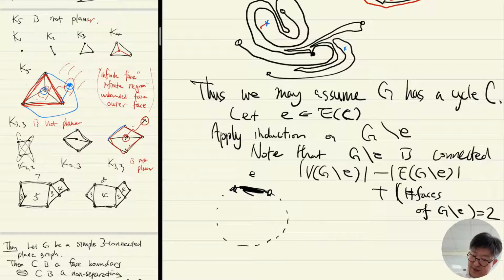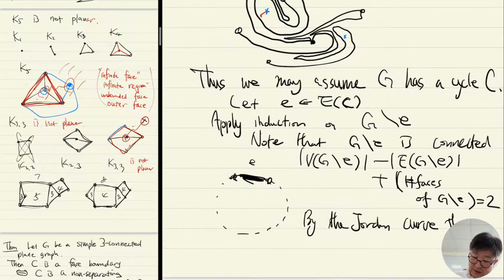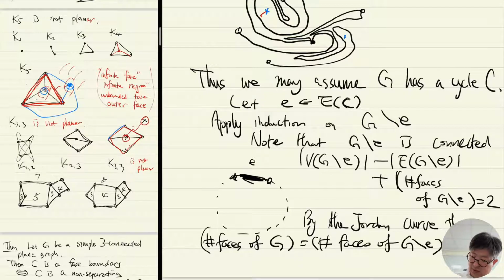And by Jordan curve theorem, number of faces of G is one more than this. Why? Because both sides are distinct in G. So what used to be distinct faces become one. What used to be one face in G delete E become two faces because it's bounded by a simple closed curve. So that allows you to apply induction.